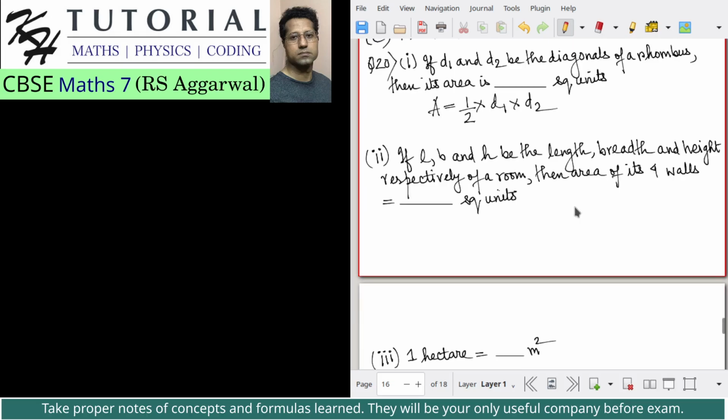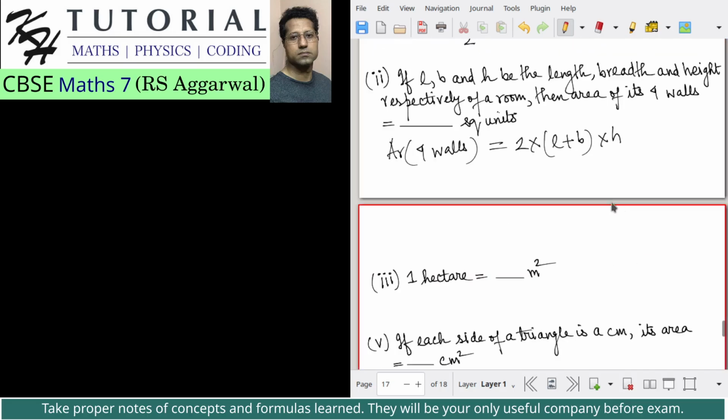If L, B and H be the length, breadth and height respectively of a room, then area of its four walls, area of four walls of a room whose dimensions are L, B, H, where L is the length, B is the breadth and H is the height, is perimeter multiplied by height, where perimeter is the perimeter of the floor, which is equal to 2 into length plus breadth multiplied by height.